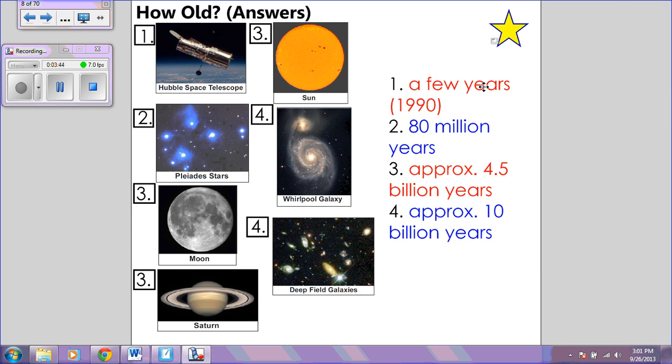Second, you have the Pleiades stars. They're only 80 million years old. And then we have a tie for third between the Moon, Saturn, and Sun. Notice all three of these things are within our solar system. So that kind of indicates that our solar system all formed about the same amount of time ago, 4.5 billion years. And then we have our deep field galaxies, which are approximately 10 billion years old. Again, pause to get these glued in and your years written down.